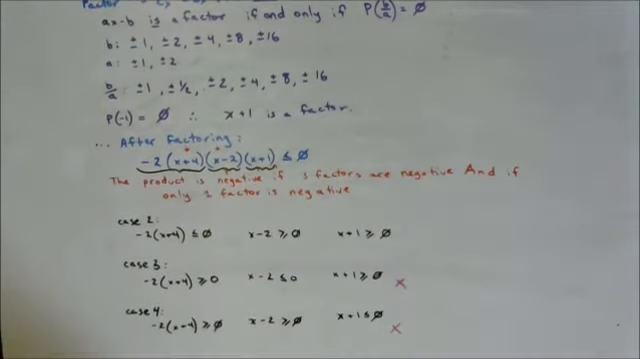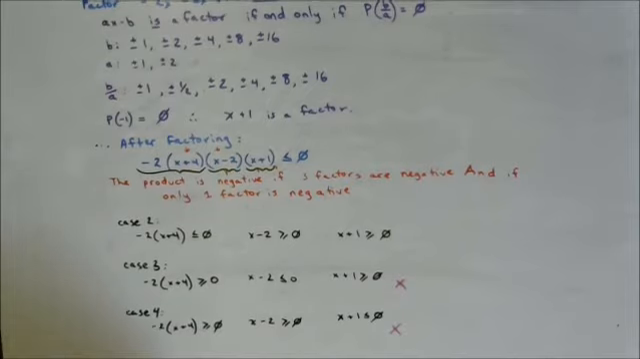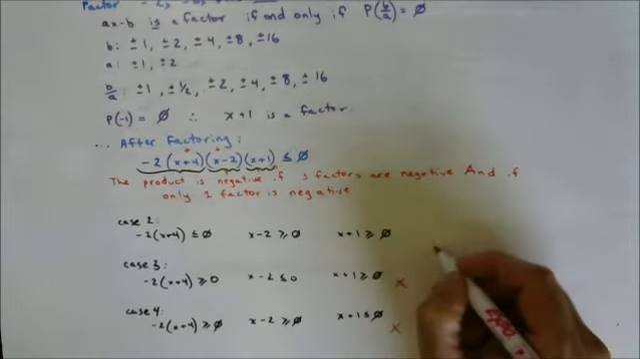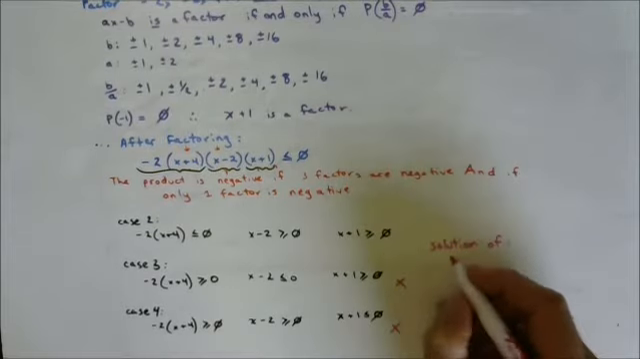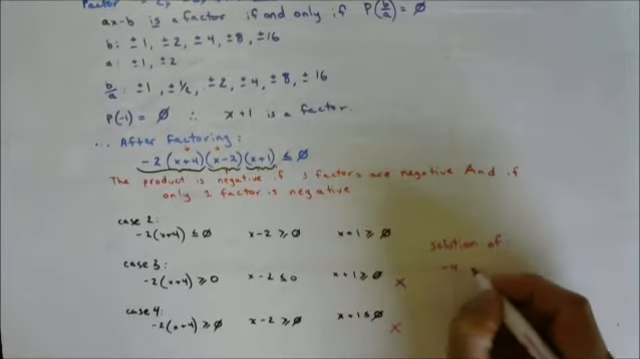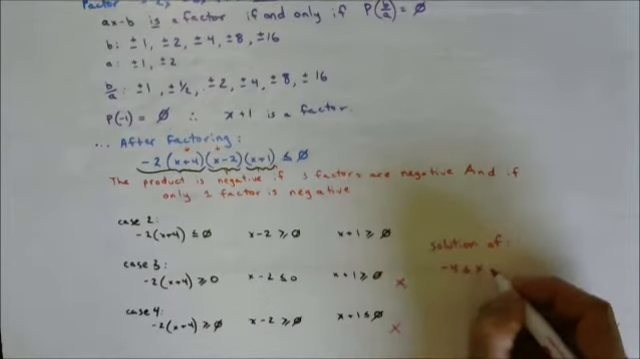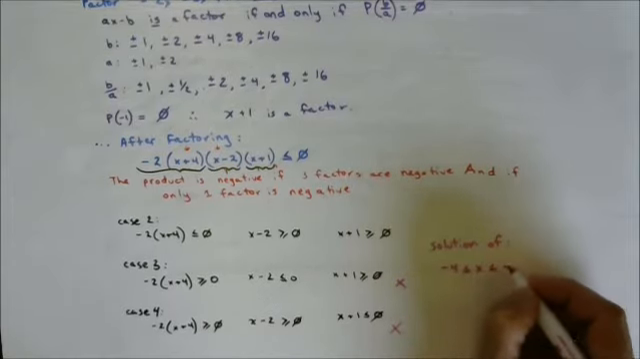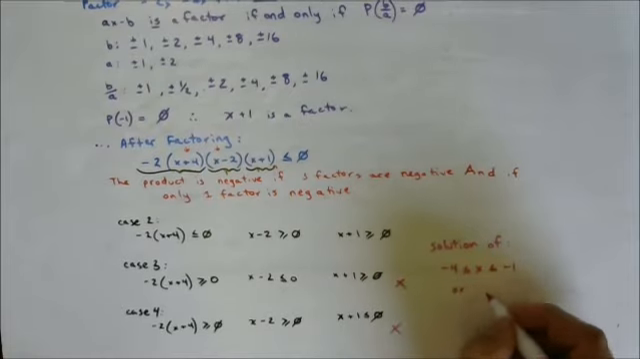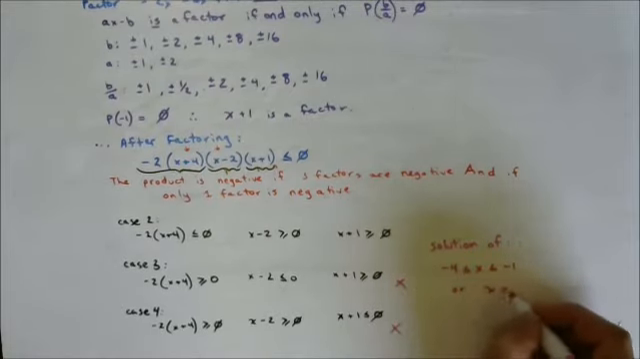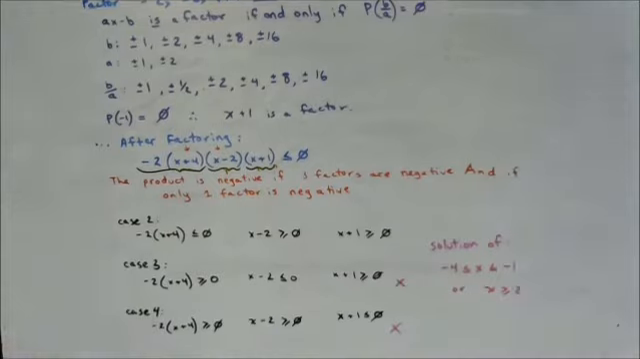and then you'll combine those results and you'll get a solution of, I'm going to write it down, solution of -4 less than or equal to x less than or equal to -1, or x greater than or equal to 2.